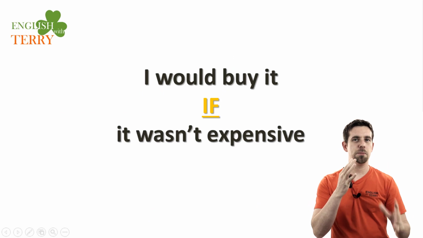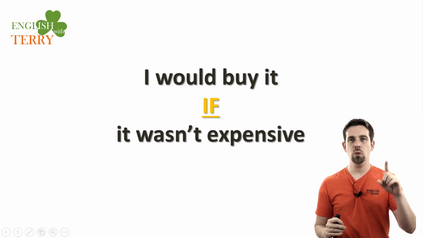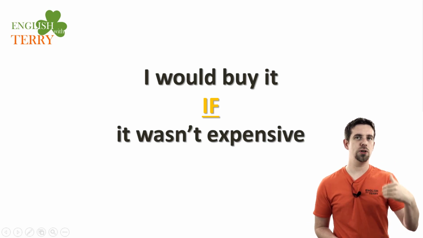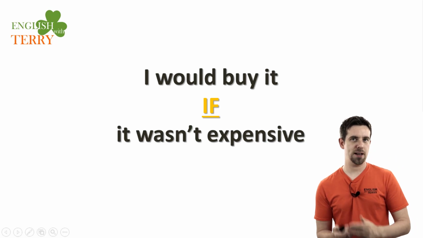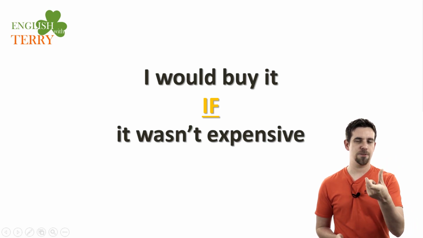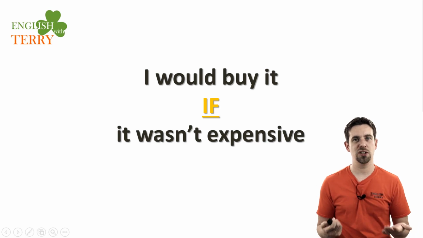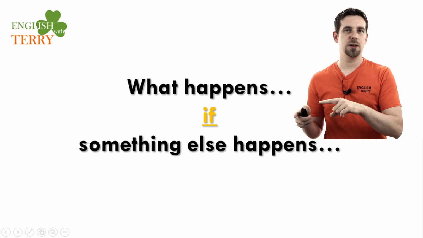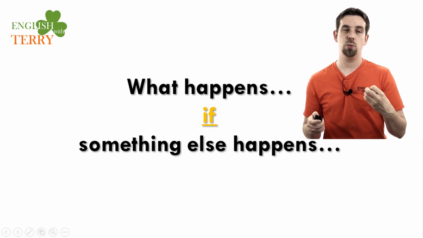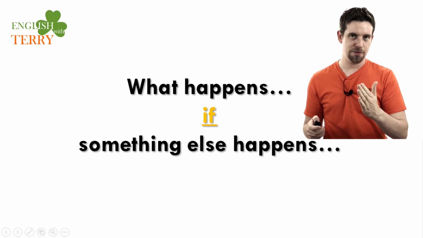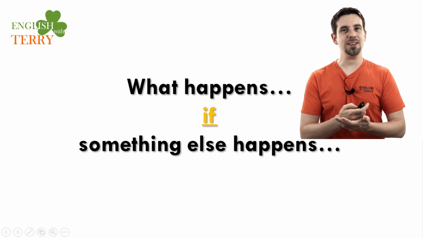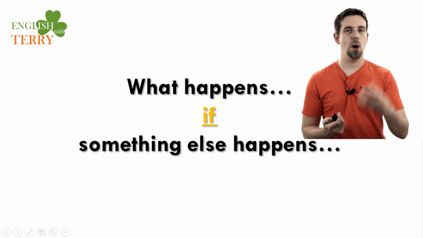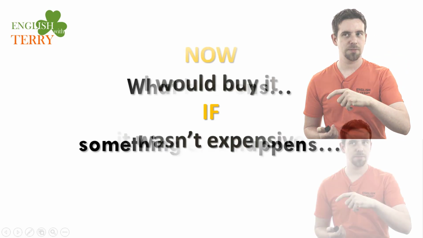So let's start with a simple conditional sentence. I would buy it if it wasn't expensive. Okay? I would buy it if it wasn't expensive, right? So the really important little word is the if. That makes any kind of conditional in English. So this idea is what happens if something else happens. Well, the probability is, I would buy it if it wasn't expensive. But it is expensive and I am not going to buy it because of the price. So it's the idea of what happens if something else happens.